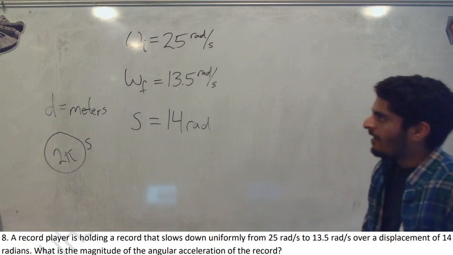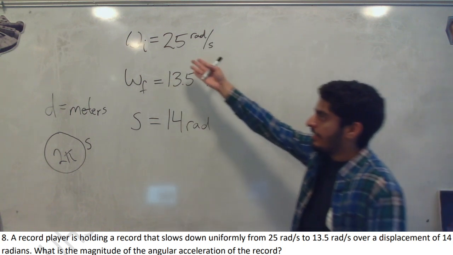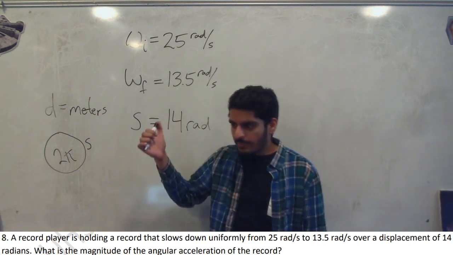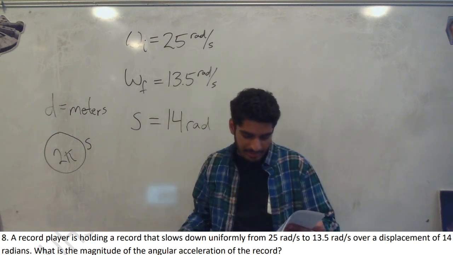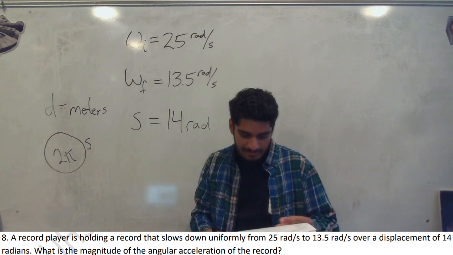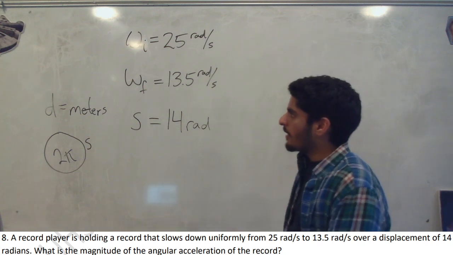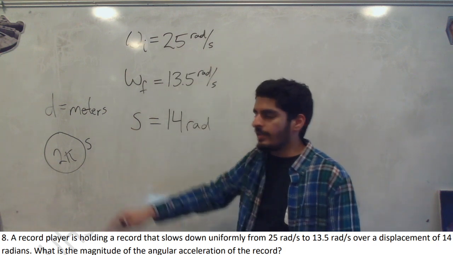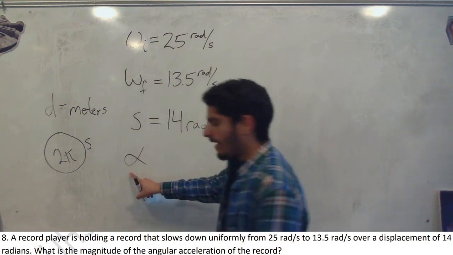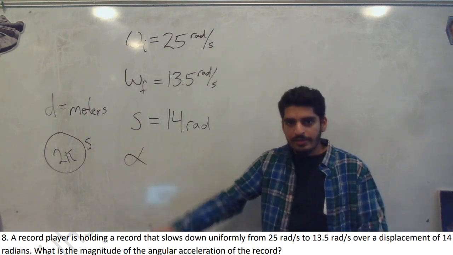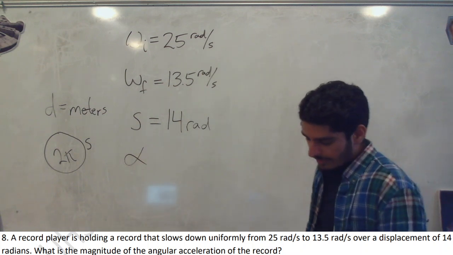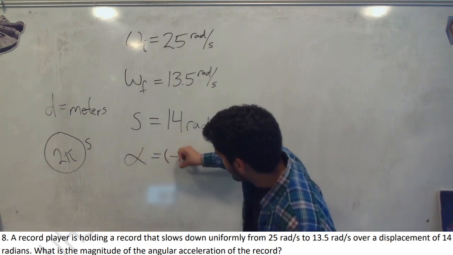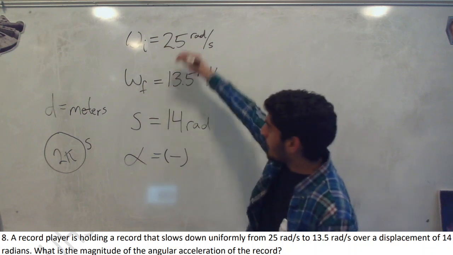So what we have here is an initial speed, a final speed, and a displacement, an arc length. And they also tell us, which is kind of interesting, they gave you a hint, they said it slows down uniformly. So if it is slowing down from 25 to 13.5 uniformly, that means it has to have a constant angular acceleration, alpha, and more so, it has to have a negative angular acceleration because it is slowing down.